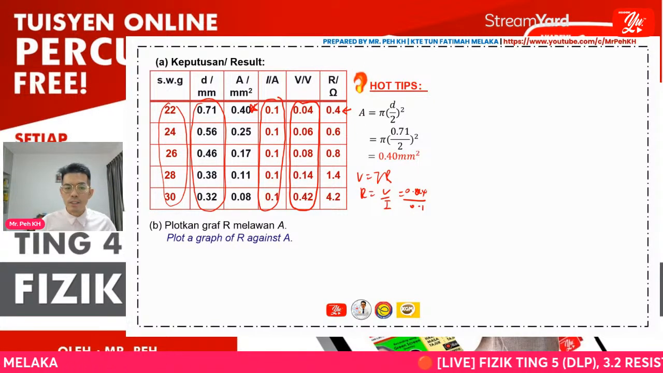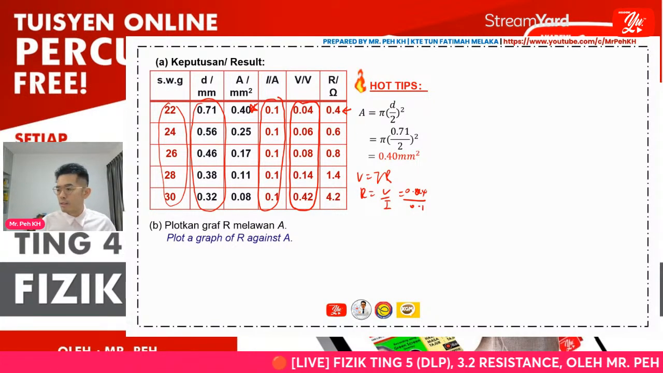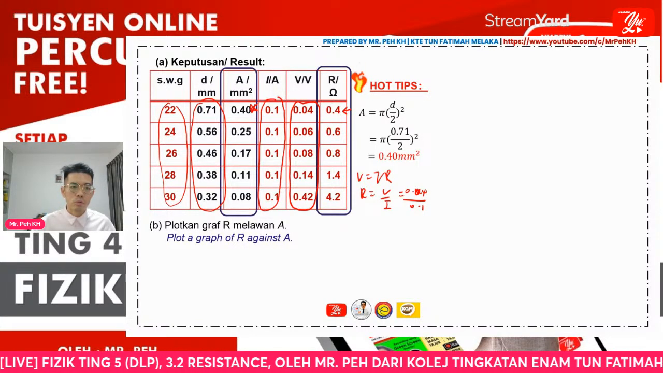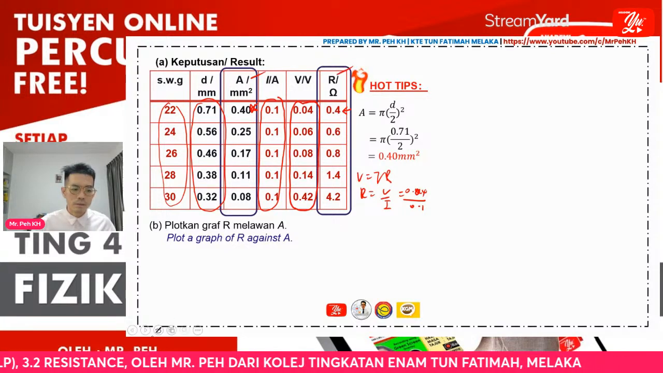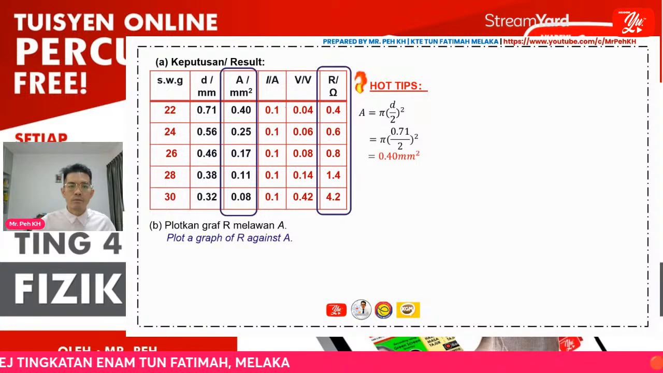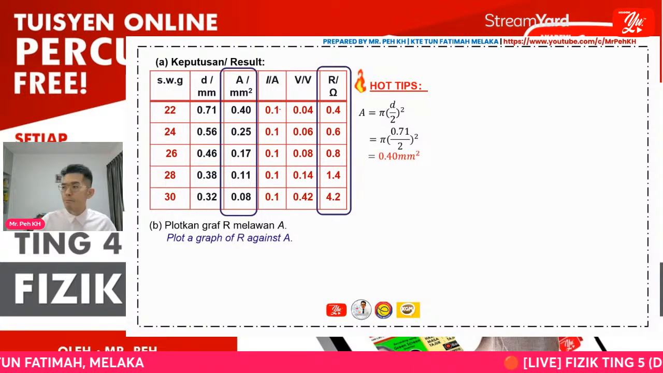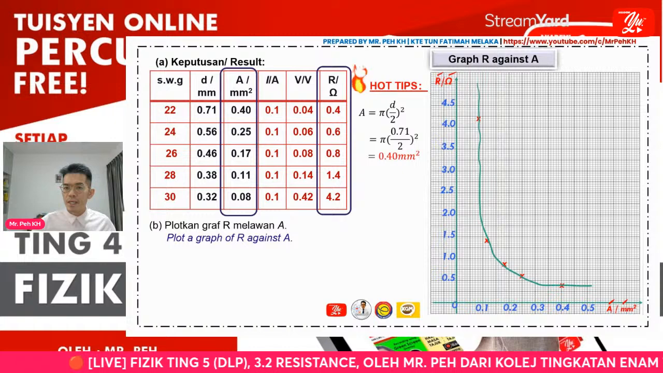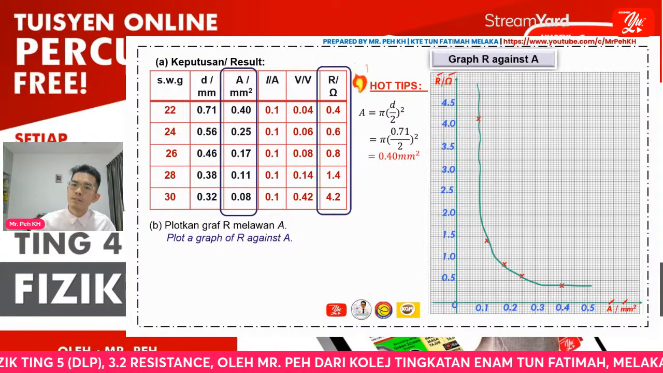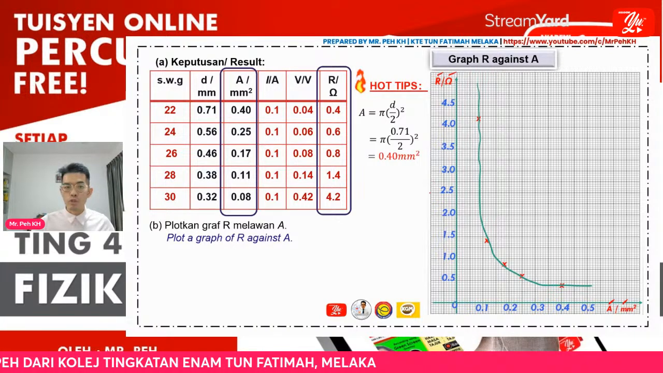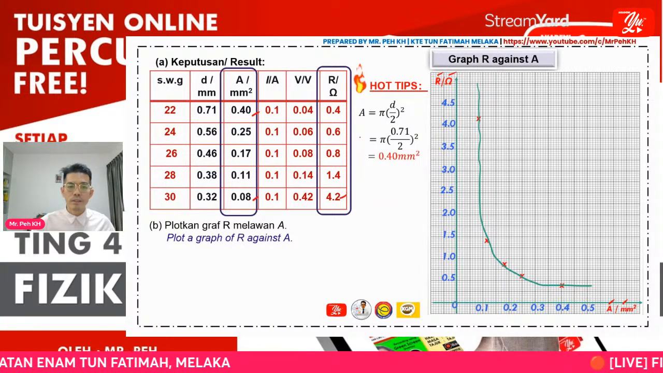So again here, the question asks you to plot R against A. So you'll be using only these two readings. Make sure your X and Y axes include the minimum and maximum readings. So here will be the reference answer. Give the parameter for the respective axis and also the unit. The scale you use must include the minimum and maximum readings.